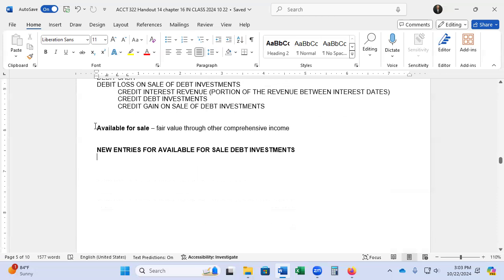So now we've got available for sale securities, and we use fair value. Our changes in fair value are a lot of times unrecognized or unrealized. So the gains and losses end up going through other comprehensive income. So let's talk about some of the entries. So at purchase, debit, they use debt investments, so I'm just going to go ahead and use that. Either way is fine. And then credit cash.